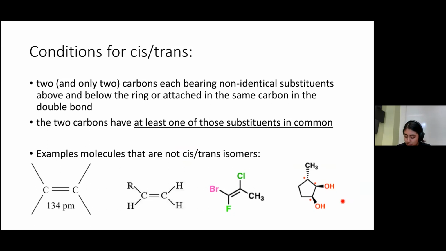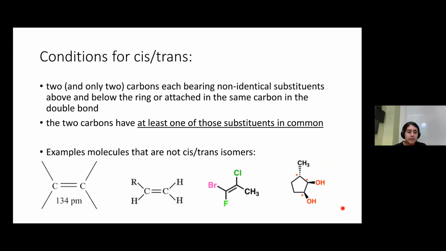So there's two conditions when we're talking about cis and trans. First, we're only looking at two carbons, two carbons that are part of the double bond or which contain the wedges. If there's more than two that we're looking at, so for instance, these, we can't denote this as cis or trans, because if we're trying to name this, which carbon are we actually looking at? We don't know, there's more than two, so we can't note this as cis or trans.